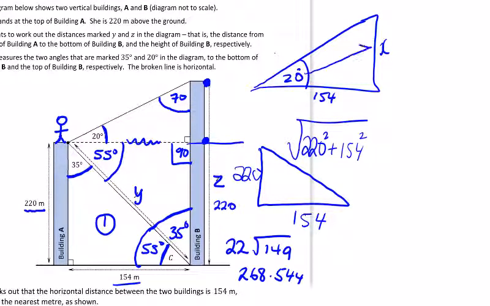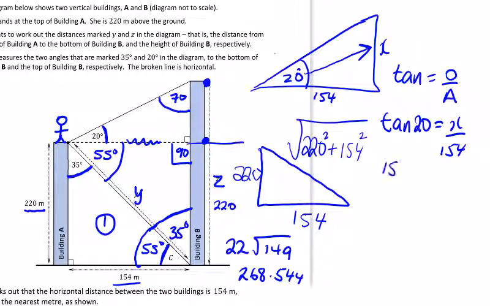So we're looking for opposite and we have adjacent. So this is tan, SOHCAHTOA. Tan is equal to opposite over adjacent. So the tan of 20 is equal to X over 154. So cross multiplying by 154, 154 by the tan of 20 is going to be equal to X. So it's calculator use again. 154 tan 20 gives 56.05. And that will be meters.